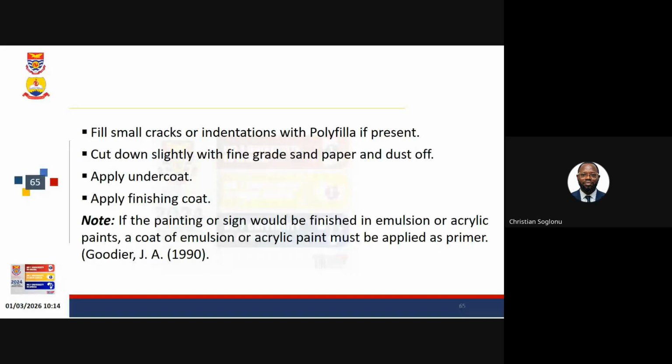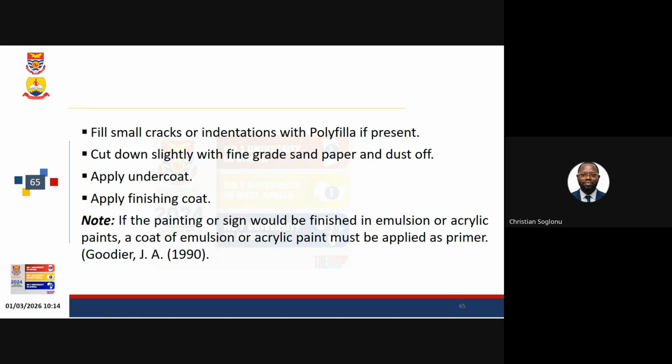So fill small cracks and indentations with polyfiller if present. After you are done with the sandpapering and other things, you watch through your wall for any cracks available. You fill them with a polyfiller. Cut down slightly with fine grade sandpaper and dust off.